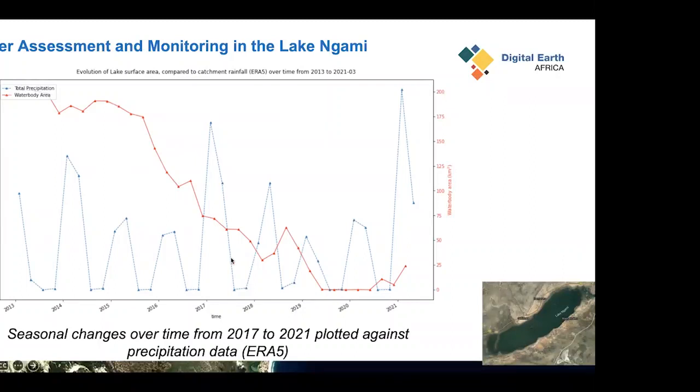Yes, and I kind of see that the precipitation is probably okay. Probably it was affected at around 2019, but it has been a bit consistent. When you look at the water body area, it has really reduced from the year 2014. So probably we could think of other things that might have affected the lake, probably like increased water use.